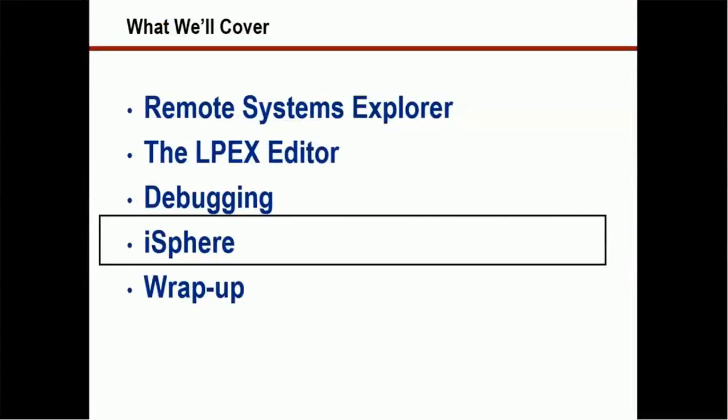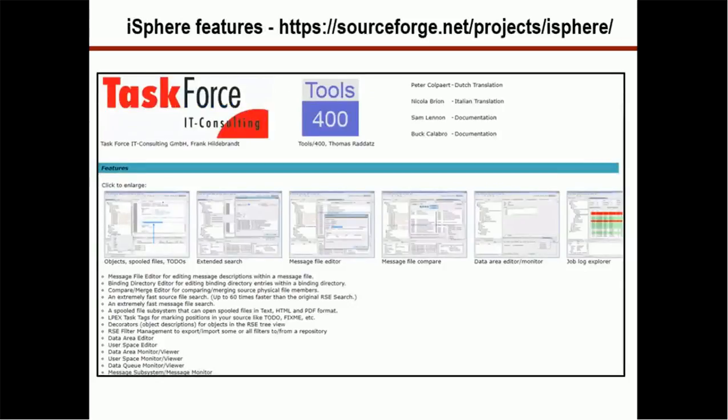The final collection of hidden gems is not even part of RDi itself, but part of a plugin that's designed for RDi. It's a completely free plugin called iSphere, and if you're not using iSphere, you need to explore this because there are a lot of features in here that really extend the use of RDi. Here is the website where you can go to actually get iSphere. There's the link over there, written by SourceForge, Task Force IT Consulting. You see it right there.